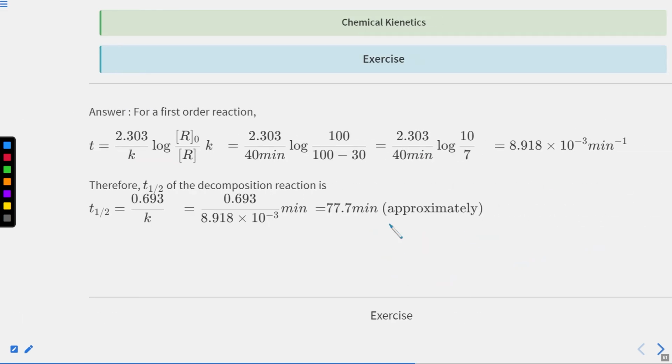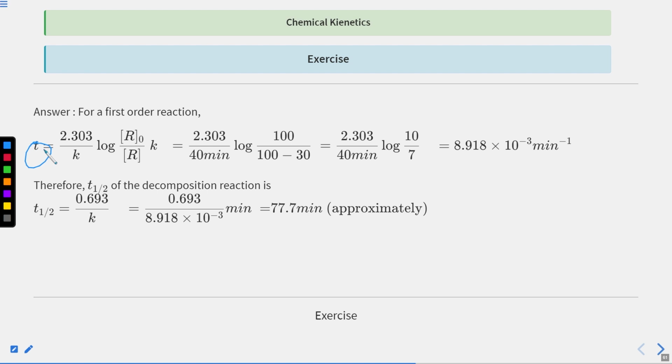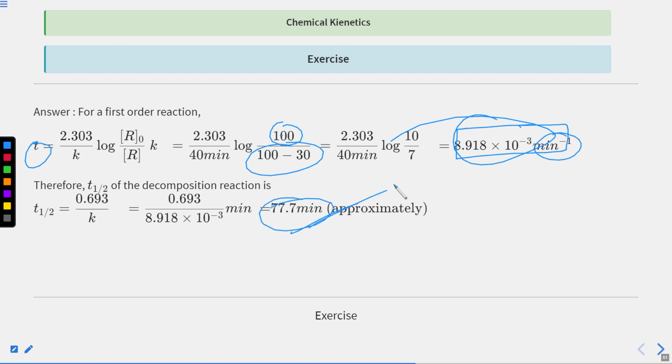So let us see the solution. We have used 100 by 100 minus 30, that would give us per minute. So unit is very important. Since it is a first order reaction, it will be per unit time, and here it is given in minutes, so per minute. Now if we take 0.693 divided by this value, that would give us the T half.